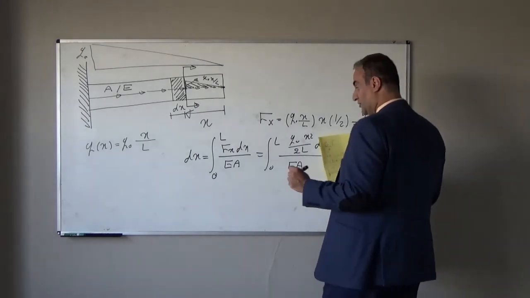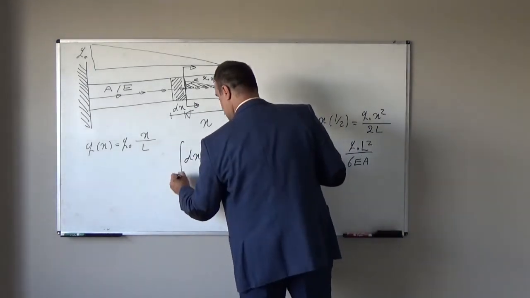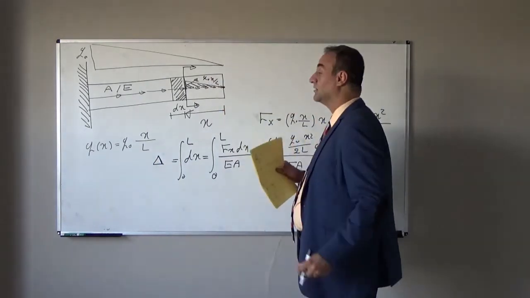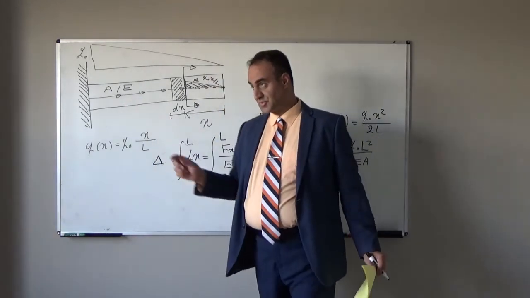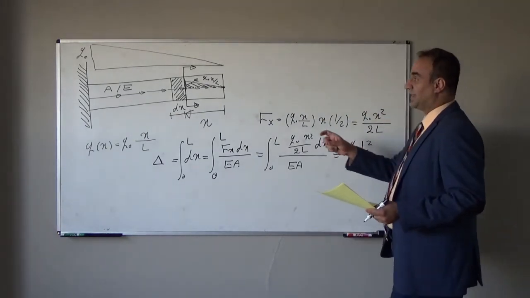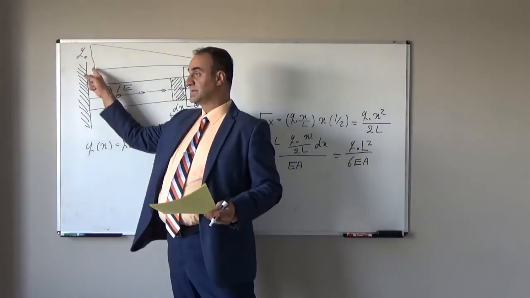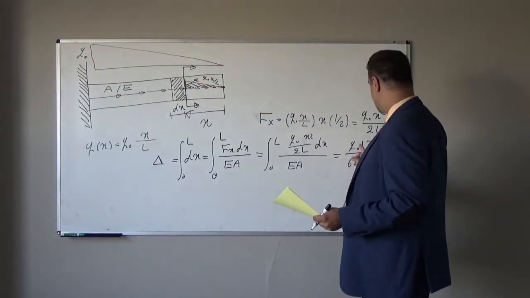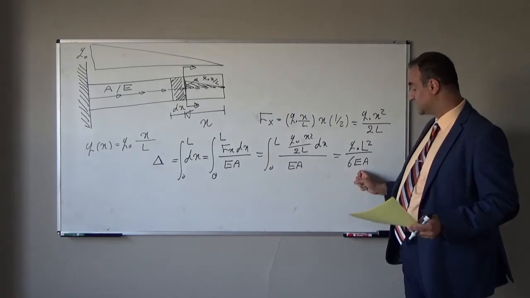Finally, deformation delta, deformation for this rod will be equal to Q naught, maximum intensity of this axial load, times L squared, length, divided by 6EA.